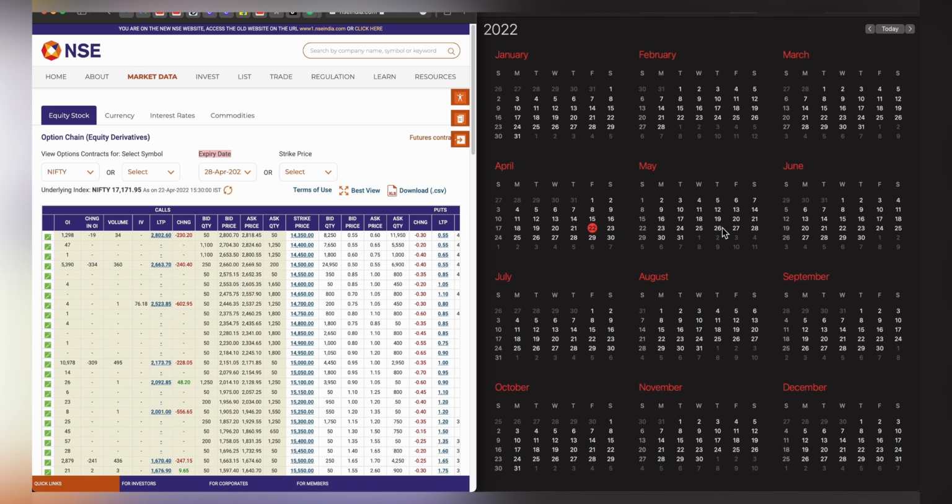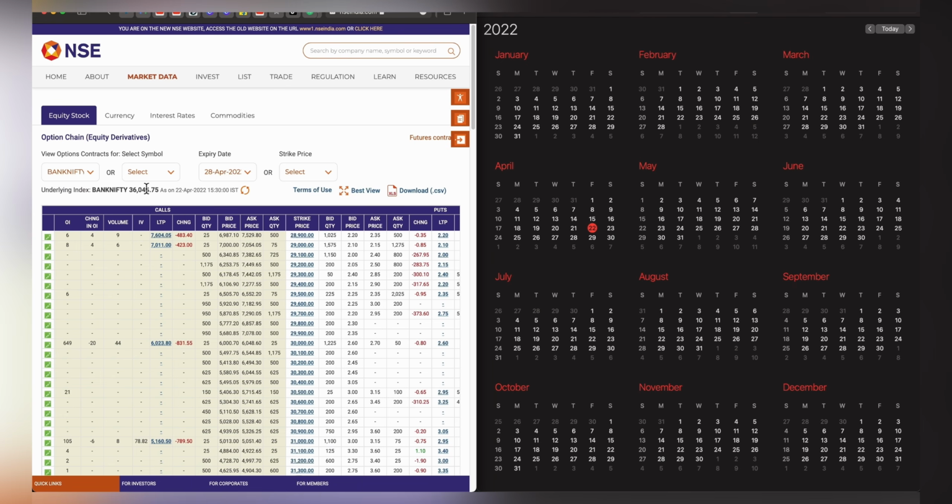So that is the monthly expiry date. This 5th of May, 12th of May, 19th of May, all these are weekly expiry, and 26th is weekly expiry, at the same time month end expiry date. Okay. So apart from Nifty, I told you even Bank Nifty will have weekly expiry date as well as monthly expiry date. So I have chosen Bank Nifty here.